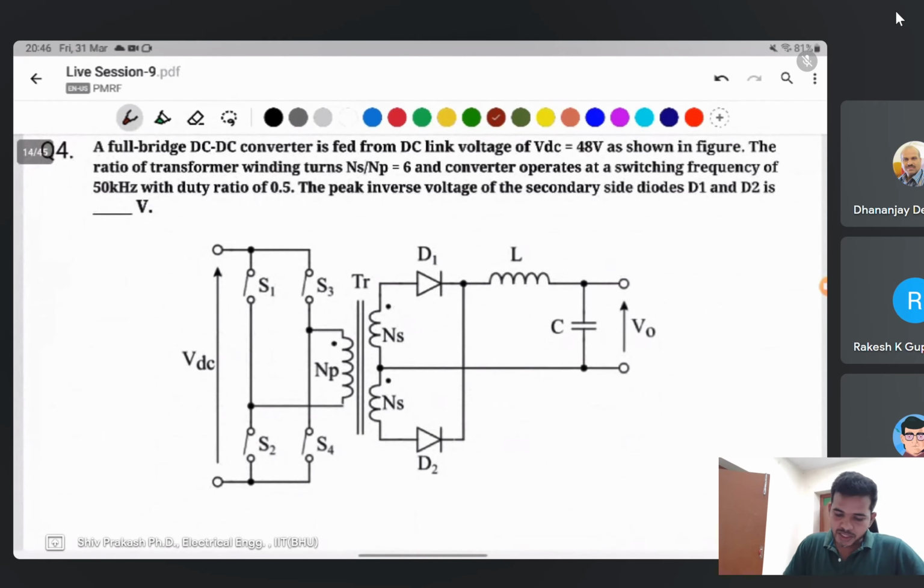Okay, a full bridge DC-DC converter is fed from the DC link voltage of 48 volt. As shown in the figure, the transformer turns ratio NS by NP is given as 6, and the converter operates at a switching frequency of 50 kHz with a duty ratio of 0.5. Find the peak inverse voltage of the secondary side diodes D1 and D2.